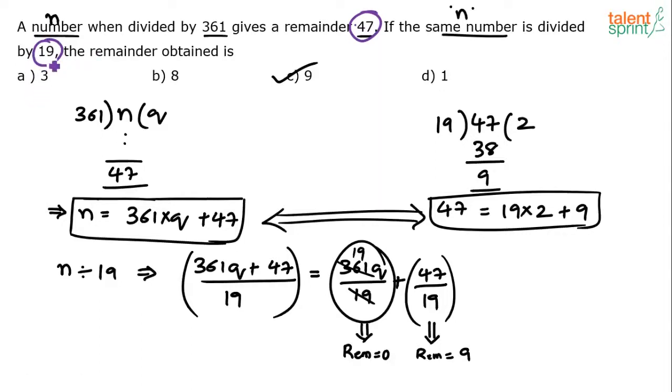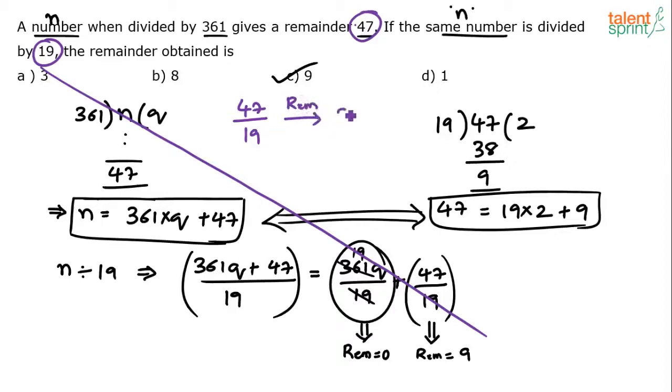Whatever is the answer, whatever is the remainder you get there will be the answer. So simple. Instead of doing all this, which is definitely required for you to understand the process, the simple technique is to divide 47 by 19. 47 by 19 will result in a remainder of 9, and that's your answer. It should not take more than 10 seconds for you to mark the answer here. 47 divided by 19, the remainder is 9, and that's your answer.